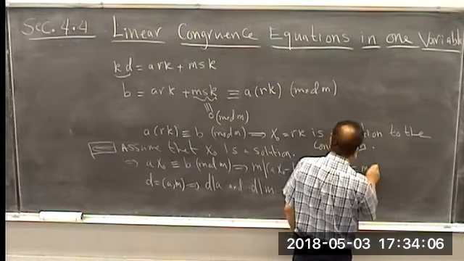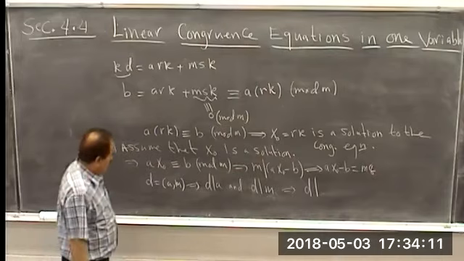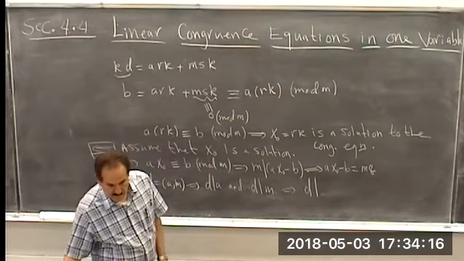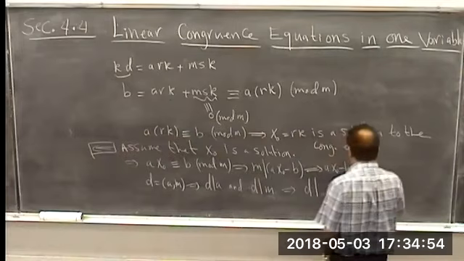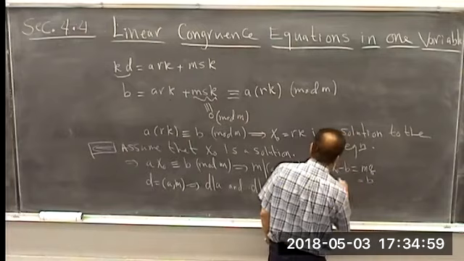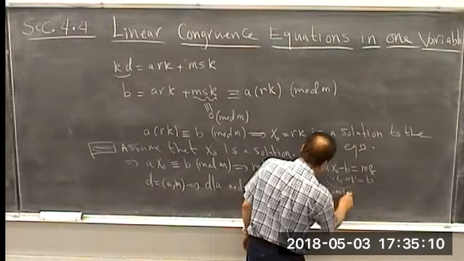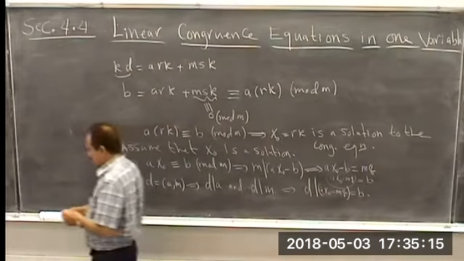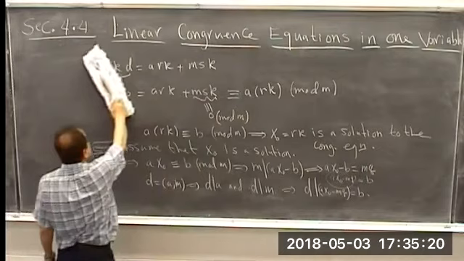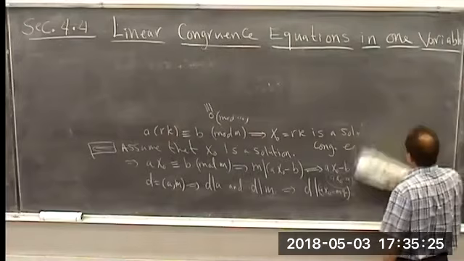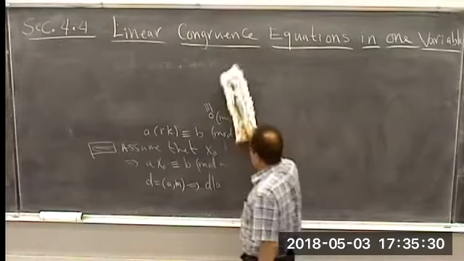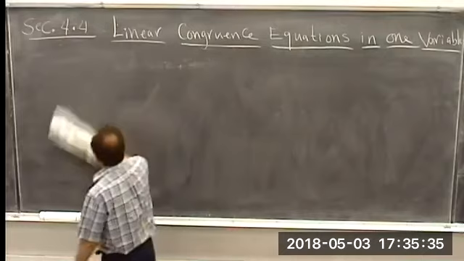Alright, so let me write b here as a x sub 0 minus m q. So the linear combination we're going to take is this: a x sub 0 minus m q, and this is of course equal to b. Alright, so d does divide b. The next thing we want to do is to be able to write what the solutions are and show that they are exactly the solutions.